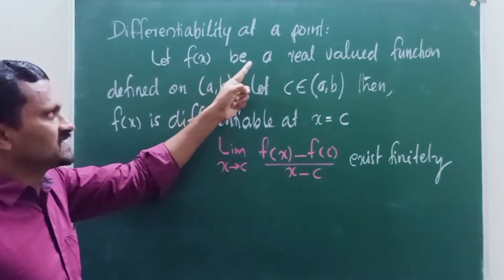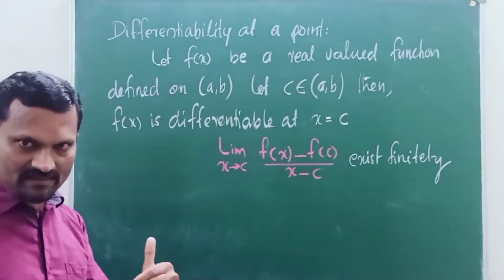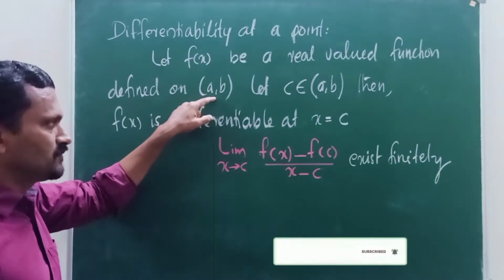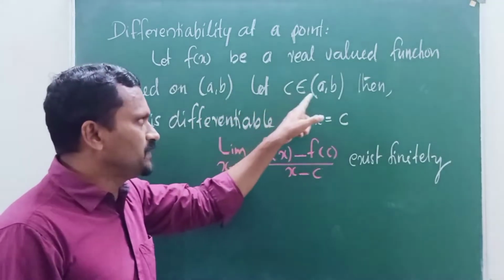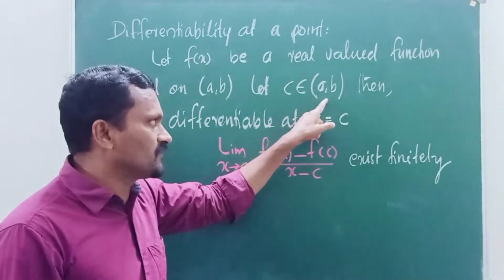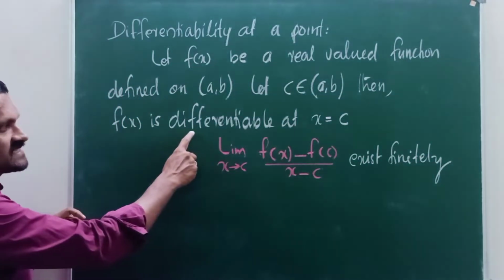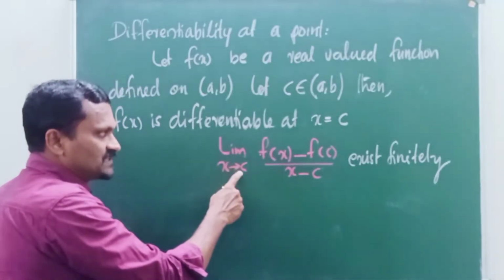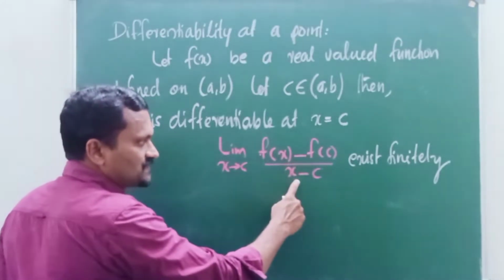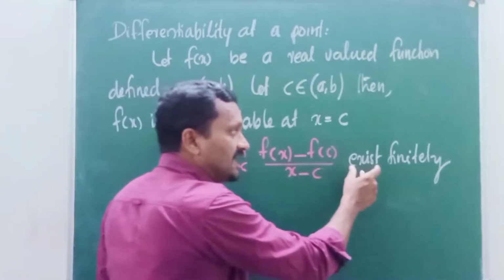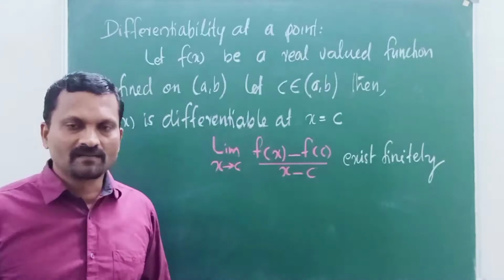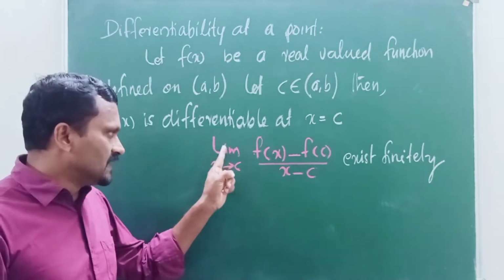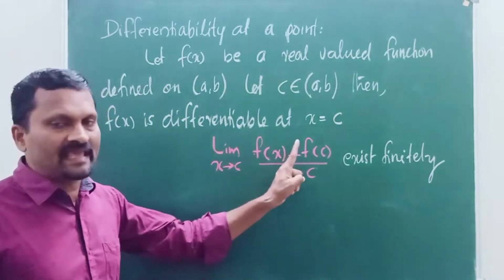Let f(x) be a real valued function, that is, its range is a subset of real numbers, defined on the closed interval [a, b]. Let c be any number in the open interval (a, b). Then f(x) is differentiable at x = c if the limit as x tends to c of (f(x) minus f(c)) divided by (x minus c) exists finitely. That is, a function is differentiable at a point c means this limit exists.